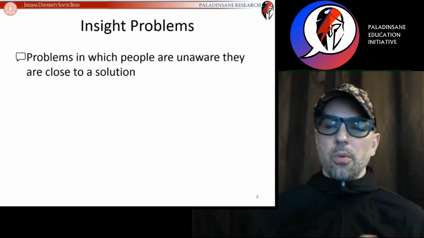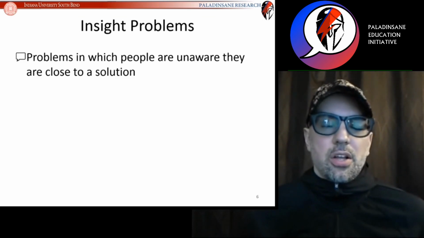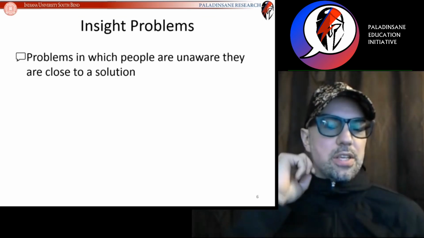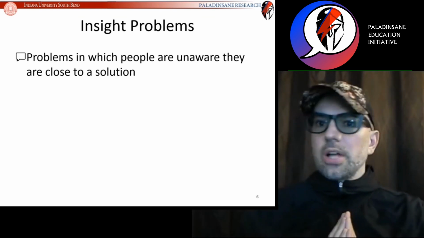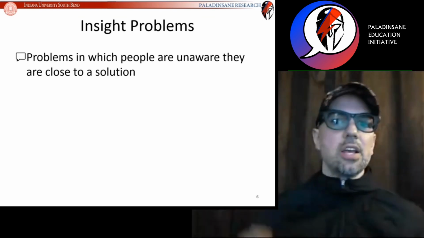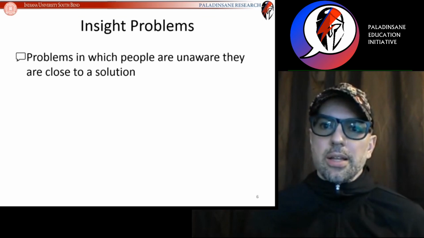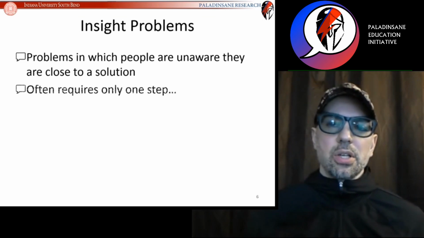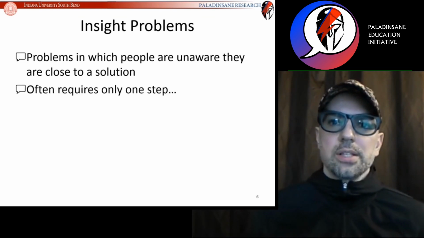Insight problems are the ones where you don't know that you're getting close to a solution. You could be working on this for hours and you still have no idea if you're any closer to the solution than when you started. And this is because these solutions often only require one step.